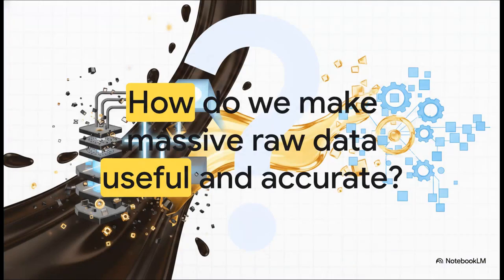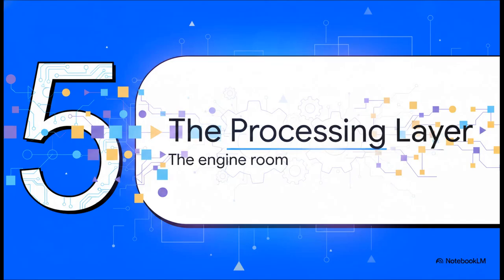So now that we have a massive volume of raw data safely stored away, how do we actually make it useful and accurate for the business? Because let's be honest, raw data is kind of like unrefined oil. To actually fuel the business and drive decisions, it needs to be carefully refined. Which brings us to Section 5, the processing layer. This is the engine room where business logic and transformations happen.